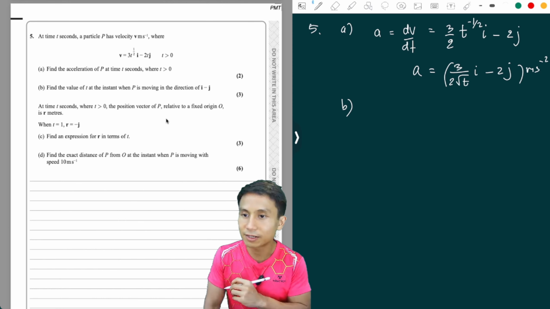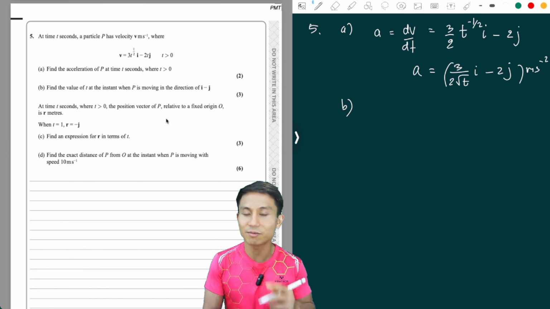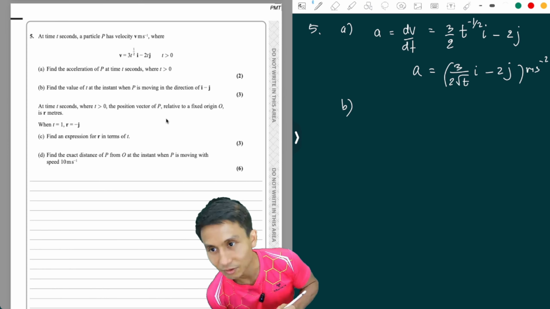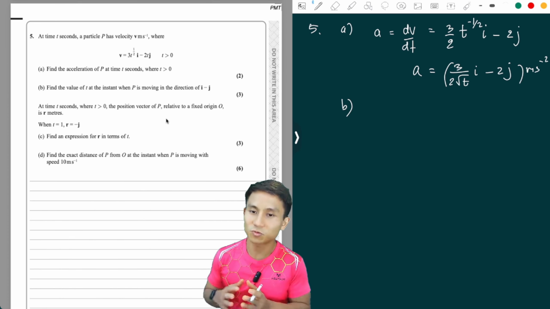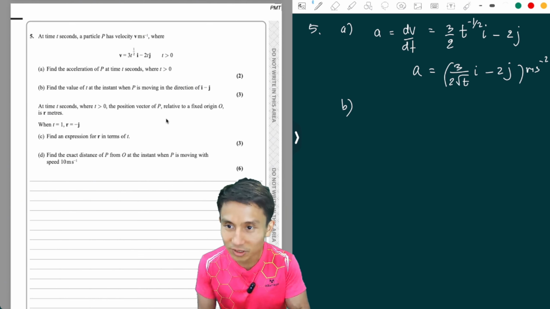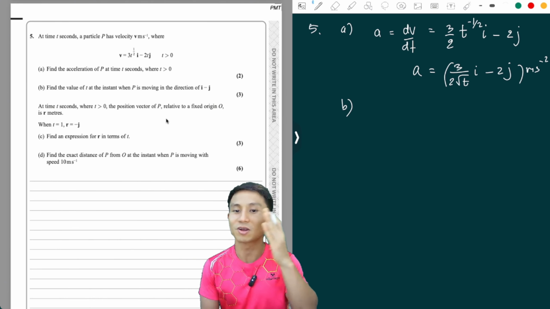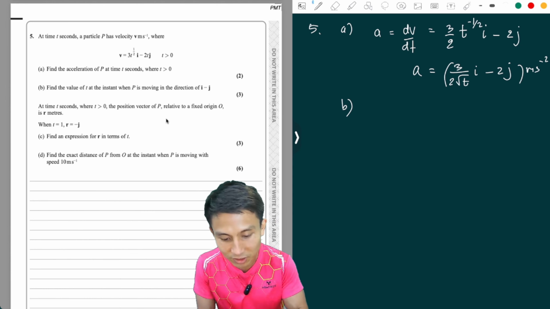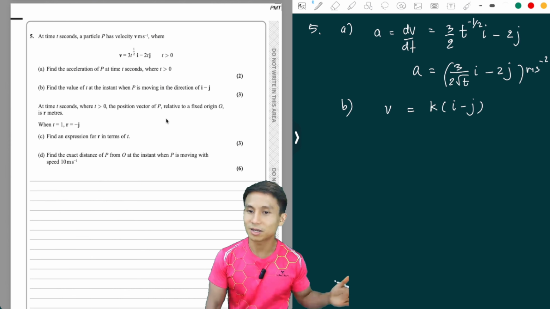Okay. Find the value of t at the instant when P is moving in the direction i minus j. When you see moving in a particular direction, it's just parallel to that vector. So this is moving in that direction, so it's going to be the velocity vector. Be careful. We're going to say that the velocity vector v equals some constant k multiplied by i minus j, because they're parallel, so we can do that.